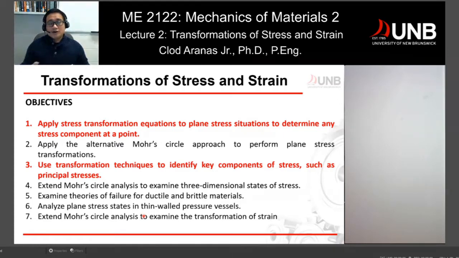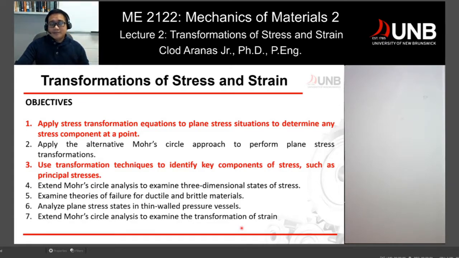This is more on the application side. How can we apply a transformation of stress and strain in terms of actual application? In this case, it could be applied in pressure vessels. You can also apply it, for example, in the oil and gas industry, wherein they use pipelines to transport gas from one location to another. And the final item here is to extend Mohr circle analysis to examine the transformation of strain.